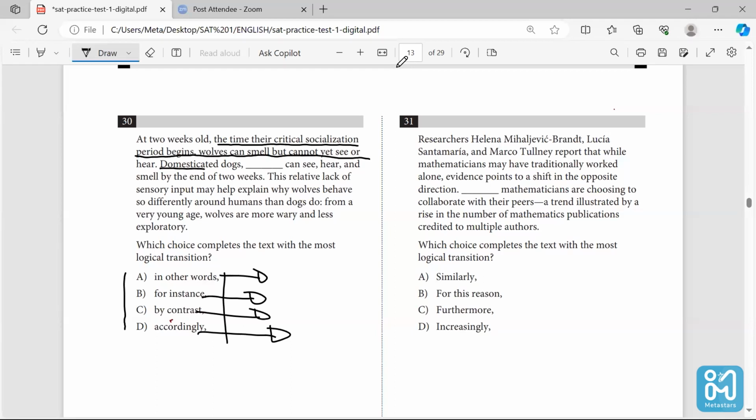But domesticated dogs can see, hear, and smell. So we have what now? Jenna, stay with me, Jenna. What's the answer? We have two opposing, let's say, opinions. So what's the answer then?